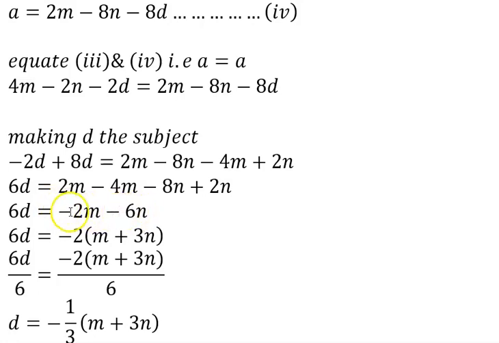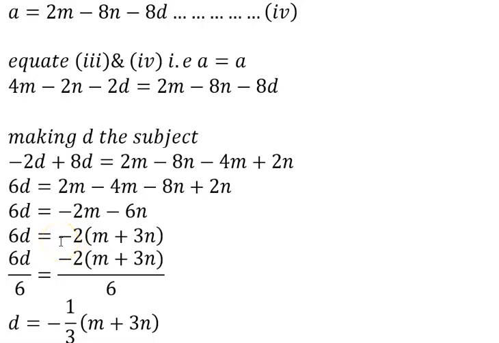Look at this: minus 2M and minus 6N. Something is common. So minus 2 is common. If you bring out minus 2 here, we have this minus 2. If you bring out minus 2, you'll be left with what? M. If you bring out minus 2 from minus 6N, you'll be left with what? Plus 3N. Beautiful. So we've been able to bring out what is common here.